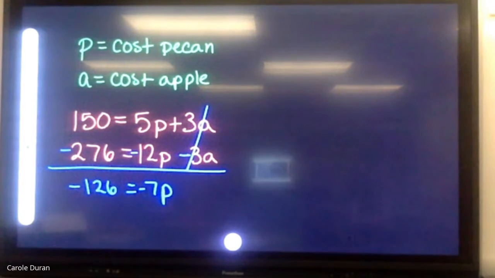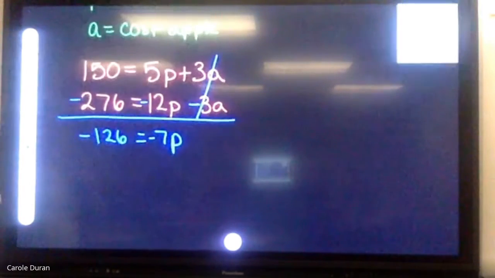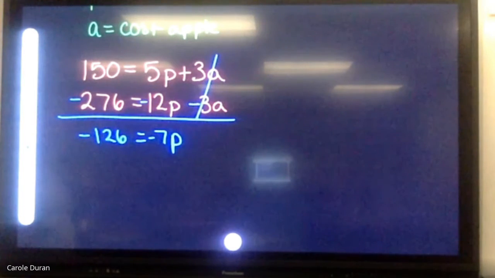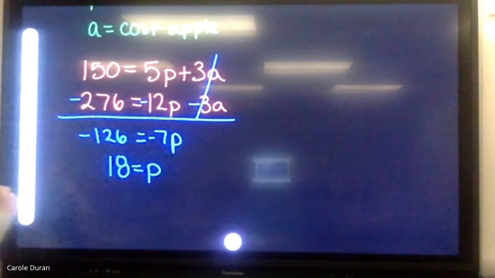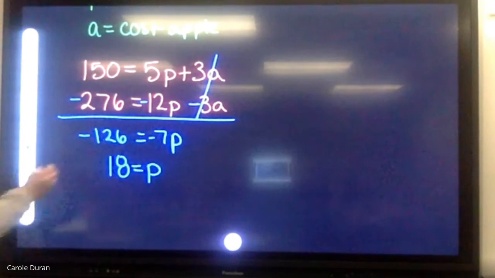Then I do what? Divide each side by -7, and I get what? 18. Oh, yeah. Sorry, I was looking at the wrong page. So that means the cost of a pecan cheesecake is $18.